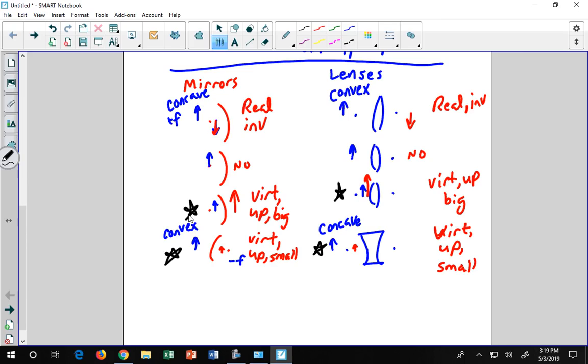You still follow the same rules: parallel to the axis and through the focal point, and through the focal point and parallel to the axis. And then for mirrors, through the center of curvature and it reflects back on itself. And then for lenses, just straight through the center of the lens. So I might just ask you a question: what are the rules? Okay. Yeah. For lenses, why are there 2 objects?